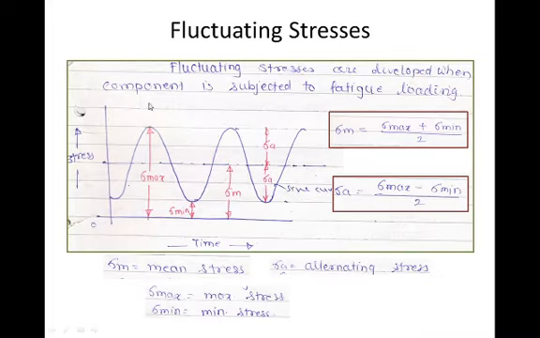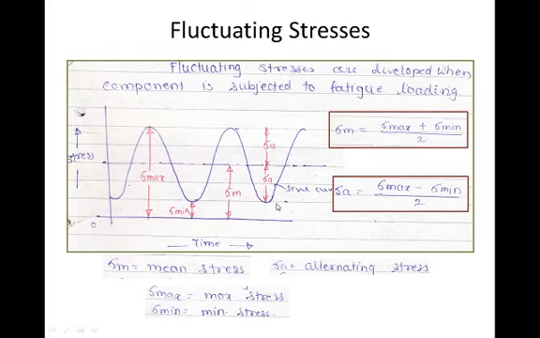This is a general diagram of fluctuating stresses, the stress versus time diagram. This is a curve. This is the maximum stress, the minimum stress, sigma m the mean stress, and this is the alternating stress. If this line touches this line, that means sigma minimum becomes equal to 0. That will be called a repeated type of stress. Then sigma m is equal to sigma max plus sigma minimum by 2, and sigma a is equal to sigma max minus sigma minimum by 2.